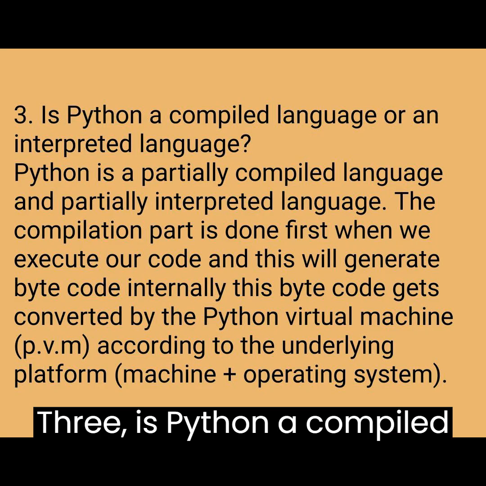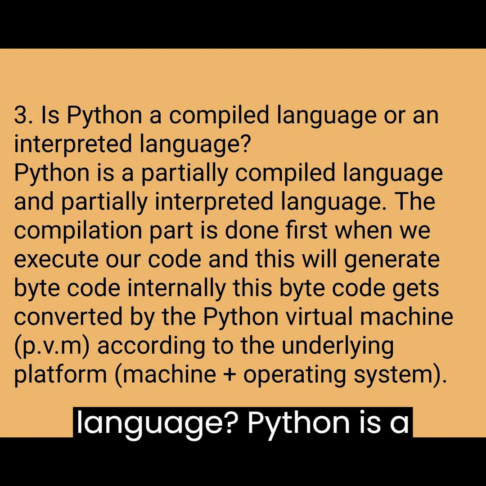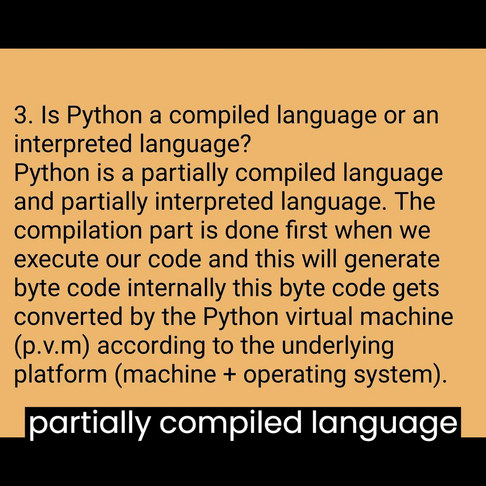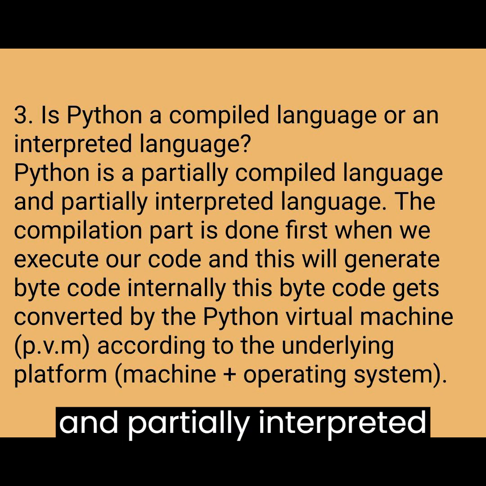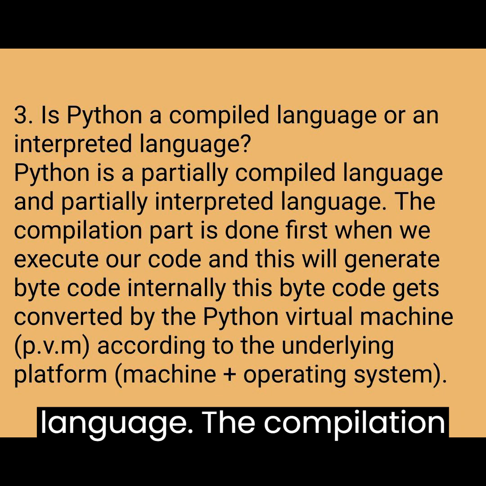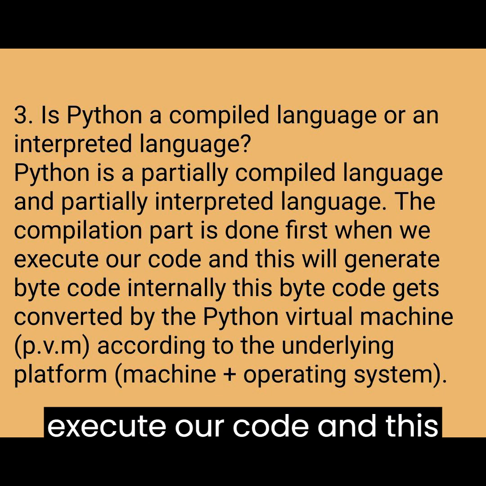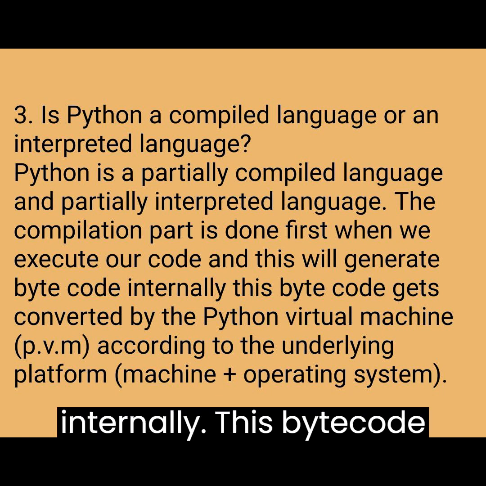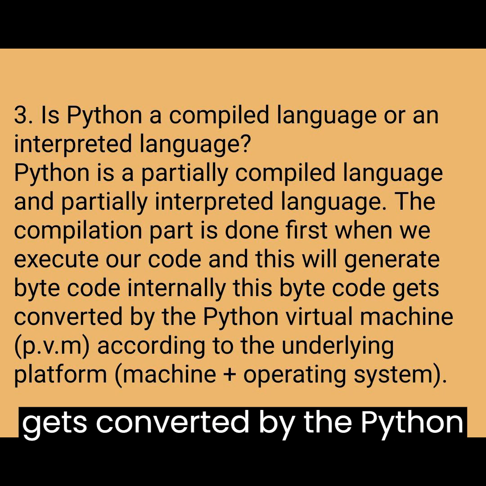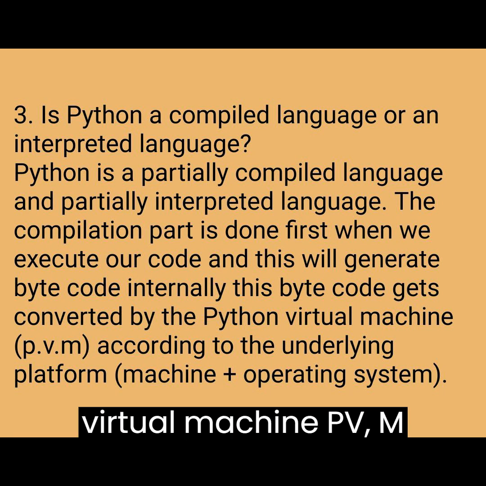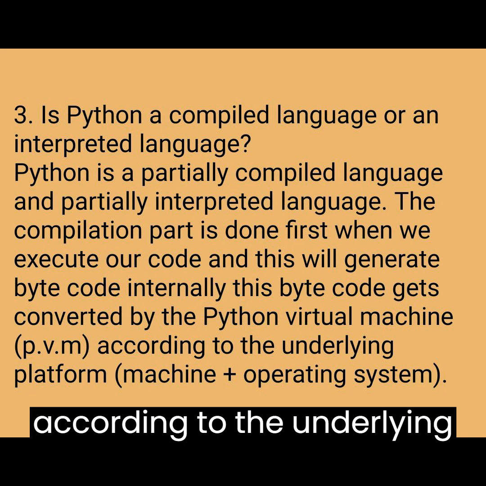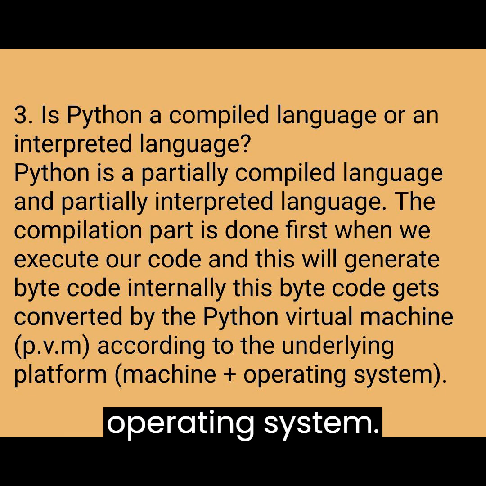3. Is Python a compiled language or an interpreted language? Python is a partially compiled language and partially interpreted language. The compilation part is done first when we execute our code, and this will generate bytecode internally. This bytecode gets converted by the Python virtual machine, PVM, according to the underlying platform, machine plus operating system.